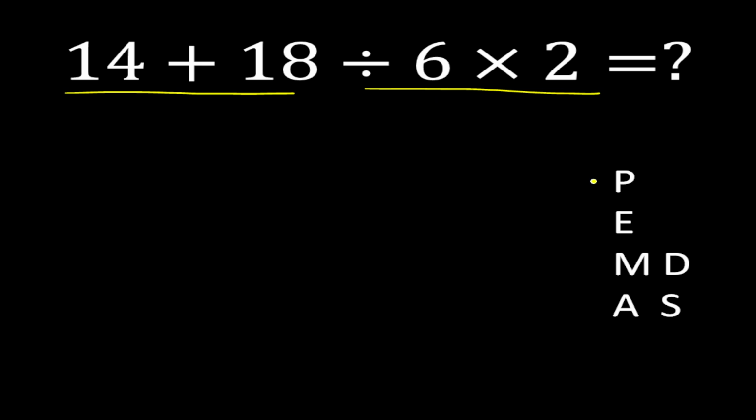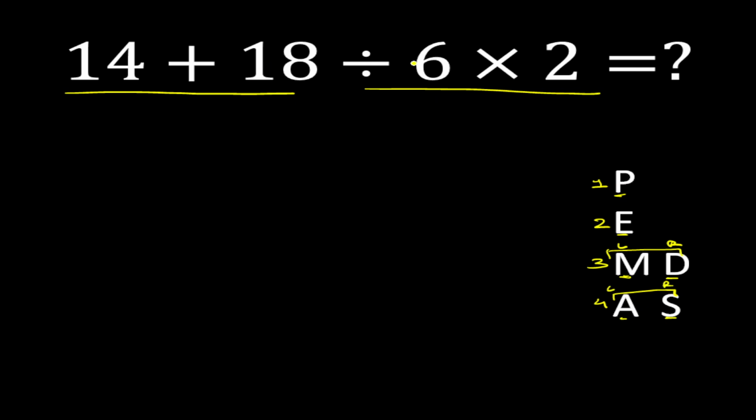According to PEMDAS, the first priority is parentheses, then the second priority is exponents, then the third priority is multiplication and division. Here multiplication and division both have equal priority, so we have to solve them from left to right. Then the fourth and last priority is addition and subtraction. Addition and subtraction also have equal priority, so we have to solve them from left to right.